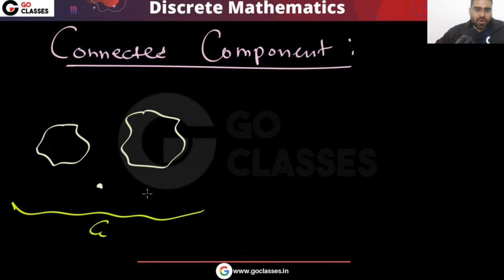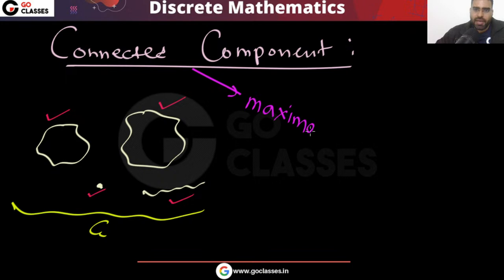You can notice there are a total of four connected components in this graph. This is a connected component. This is a connected component. This is a connected component. This is a connected component. So what is a connected component? A connected component means the maximum connected structure.